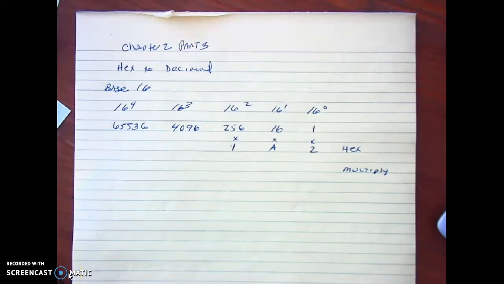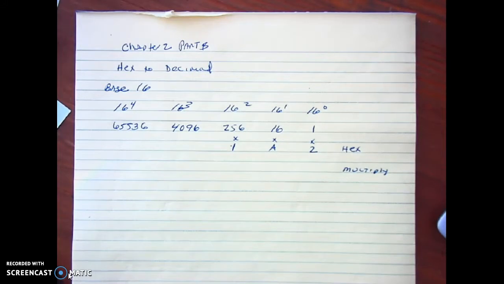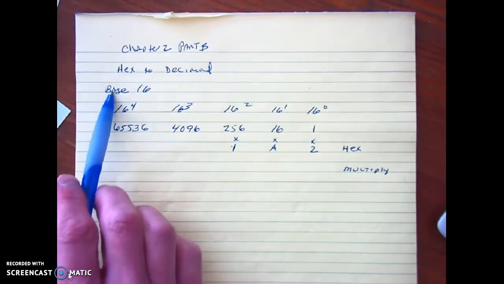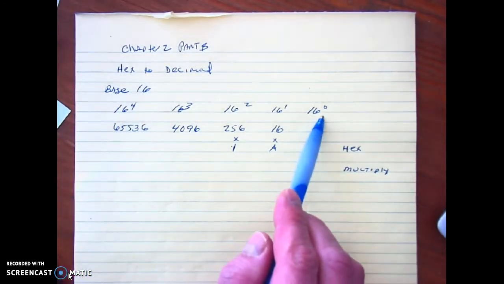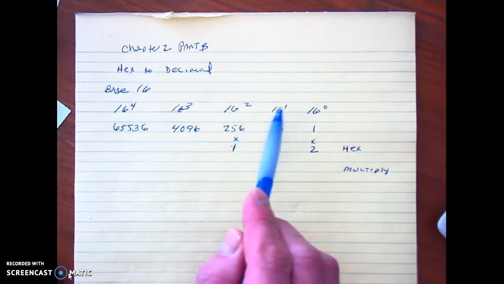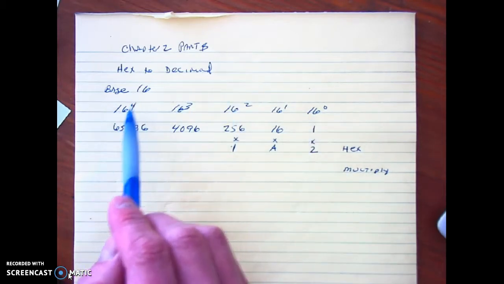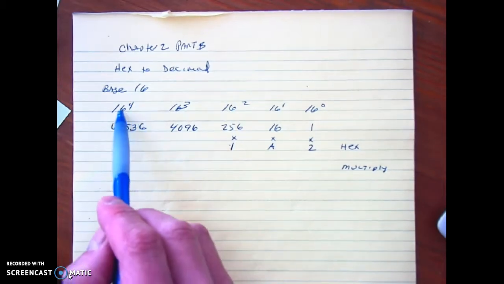All right, this is chapter 2, part B. Can't write B there. So we're going to look at hexadecimal. This is using base 16. So again, what we do on the top, this is hex to decimal. Since we're using base 16, we have to do the powers of 16. So 16^0 through 16^4. That's power 4, not 164.